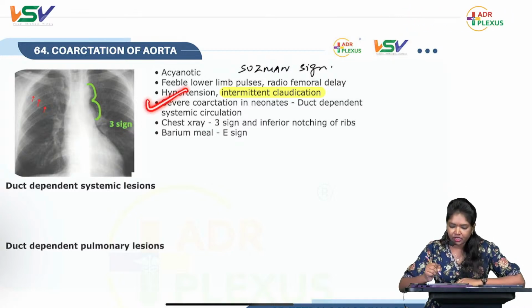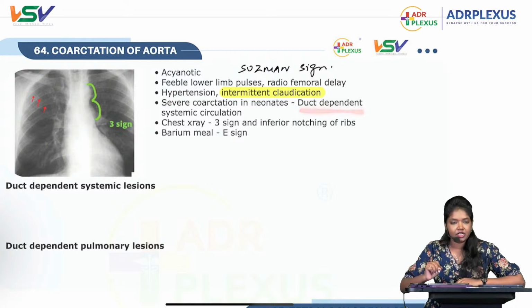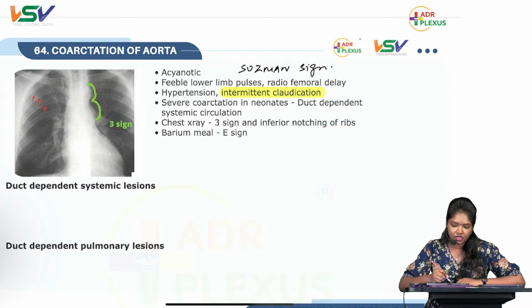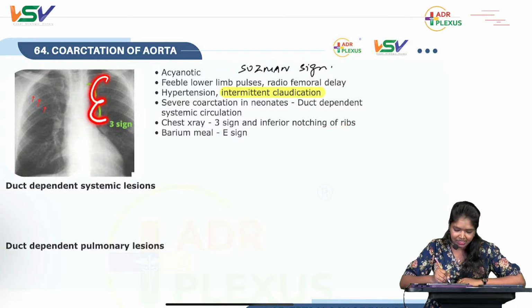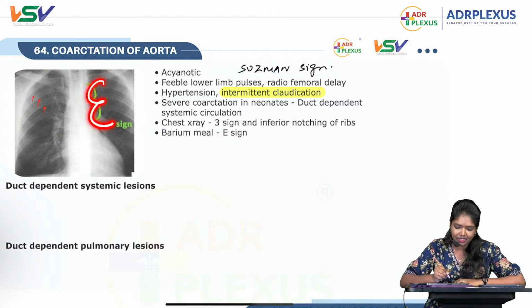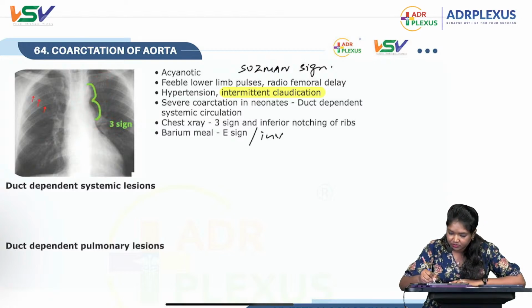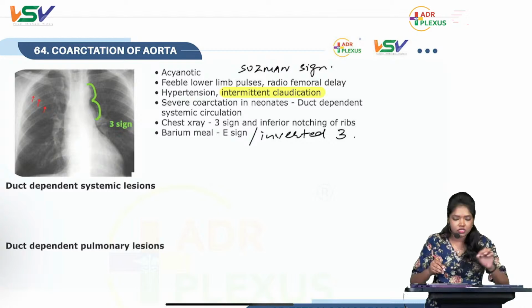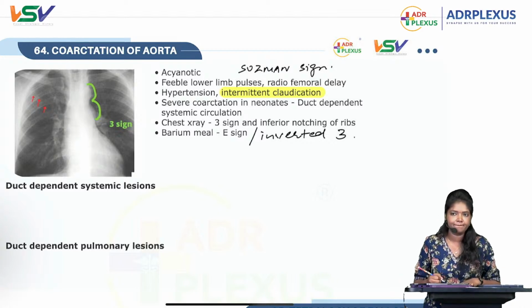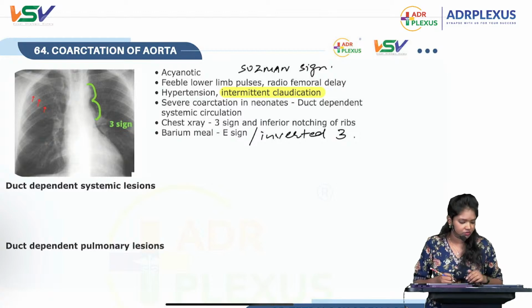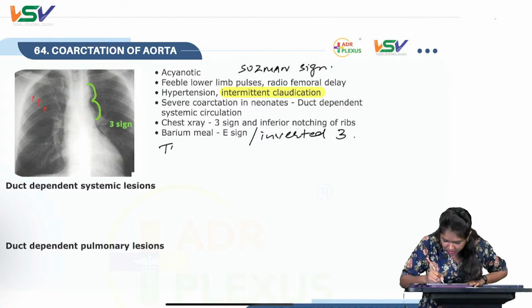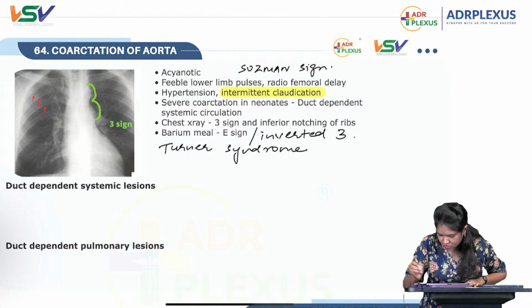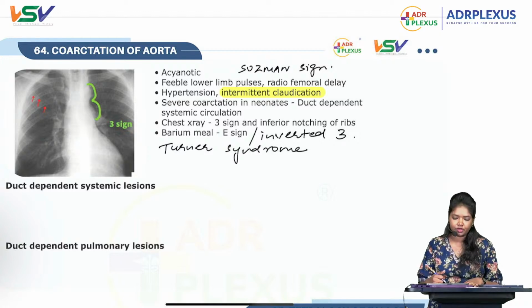Severe aortic coarctation in neonates becomes a duct-dependent circulation. On chest X-ray, the 3 sign is seen with inferior notching of ribs. If you do a barium meal, you will see the E sign or an inverted 3 sign. So these are the features. What syndrome is associated with coarctation of aorta? Which genetic syndrome is associated with coarctation? Turner syndrome. Good. Turner syndrome is associated with coarctation of aorta.